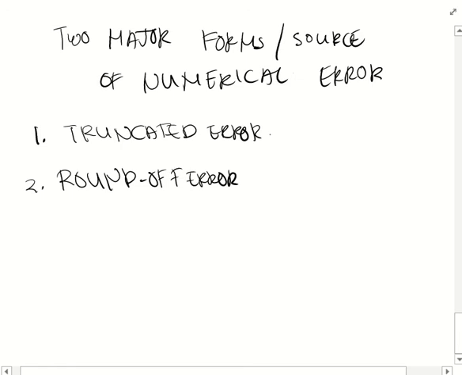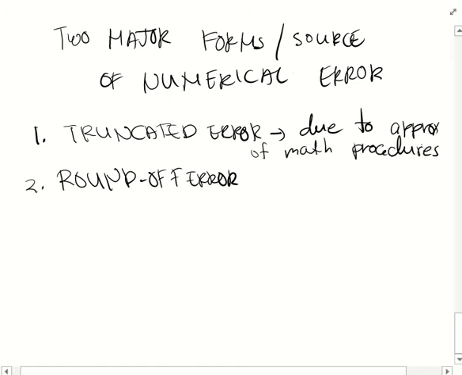So what's a truncation error? Truncation error is the result when approximations are used to represent exact mathematical procedures. This is due to approximations of mathematical procedures. The error produced due to that, we call a truncation error.